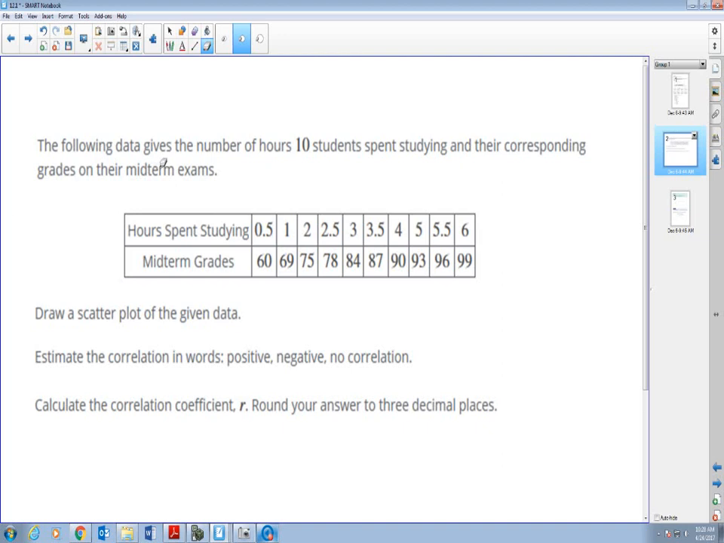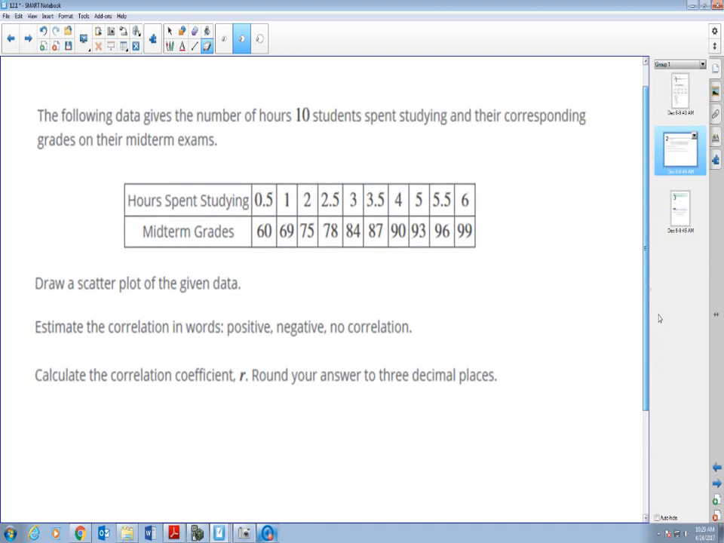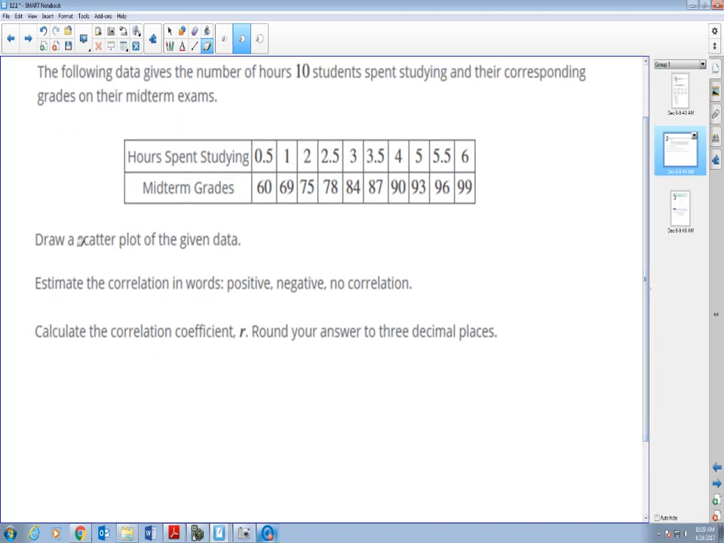The following data give the number of hours 10 students spend studying and their corresponding grades. So hours spent studying: half an hour, 1 hour, and so on. And these are the midterm grades. Draw a scatter plot for the given data. I will show you how to draw this on the calculator real quick, and then when I go over the project, I will show you how to draw it by hand.